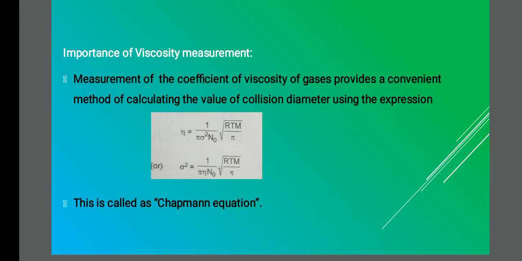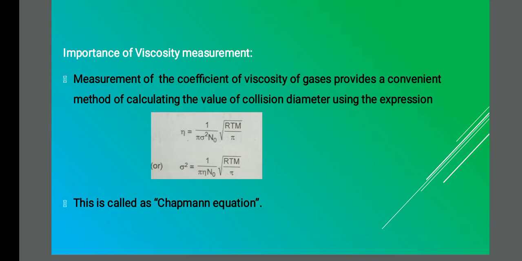And from this we can write the equation: we can take sigma up and make eta go down. So sigma square is equal to 1 by pi eta n0 into square root of RTM divided by pi. And this equation we call the Chapman equation. Viscosity measurement is very useful because it is used to calculate the collision diameter directly.